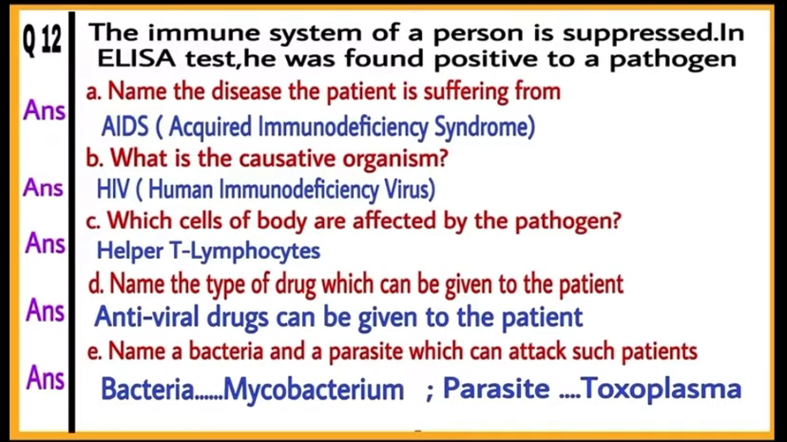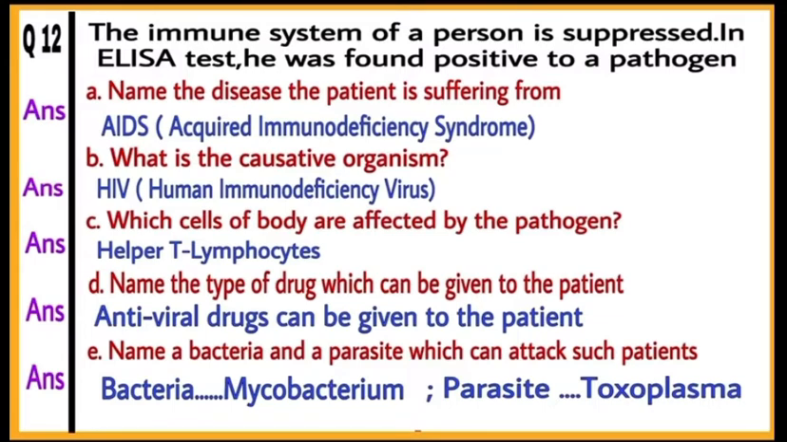B part. What is the causative organism? Causative organism of AIDS is HIV, human immunodeficiency virus. C. Which cells of the body are affected by the pathogen? HIV attacks helper T lymphocytes, जिससे हेल्पर टी लिम्फोसाइट्स का नंबर कम होने लगता है और पर्सन का इम्यून सिस्टम वीक हो जाता है.